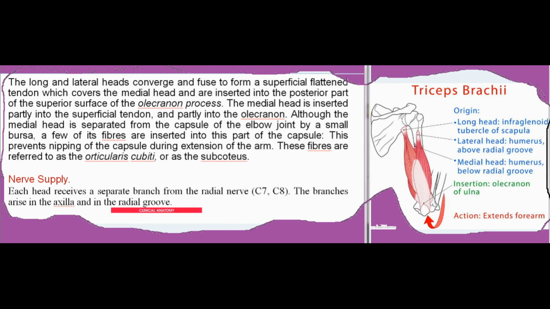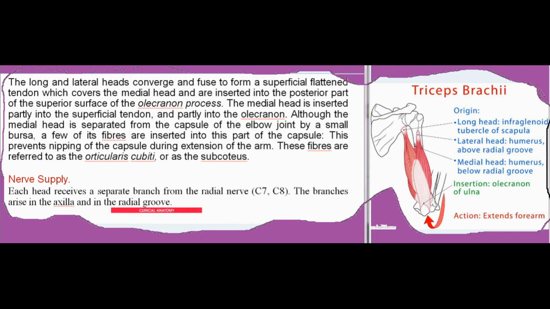Insertion: the long and lateral heads converge and fuse to form a superficial flattened tendon which covers the medial head and are inserted into the posterior part of the superior surface of the olecranon process. The medial head is inserted partly into the superficial tendon, and partly into the olecranon. Although the medial head is separated from the capsule of the elbow joint by a small bursa, a few of its fibers are inserted into this part of the capsule. This prevents nipping of the capsule during extension of the arm. These fibers are referred to as the articularis cubiti.